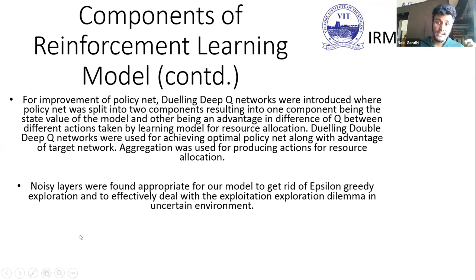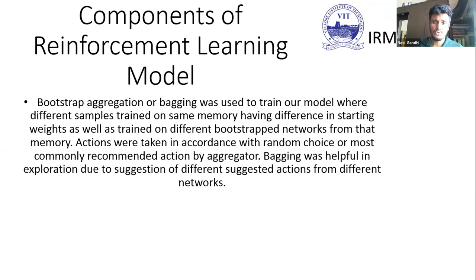Noisy layers were effective in this problem specifically to get rid of epsilon greedy, and they are also found very effective in uncertain environments. Prioritized replay is not used because it focuses more on minimizing the loss, but in uncertain environments we have found that it is not very suitable.